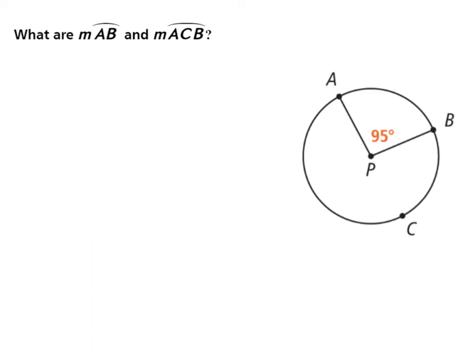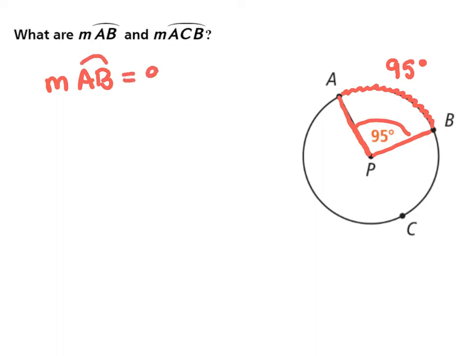Now for the next example, we have our angle. Our central angle is 95. And the arc it intercepts is this arc right here. So it's 95 degrees. So the measure of arc AB equals 95 degrees.